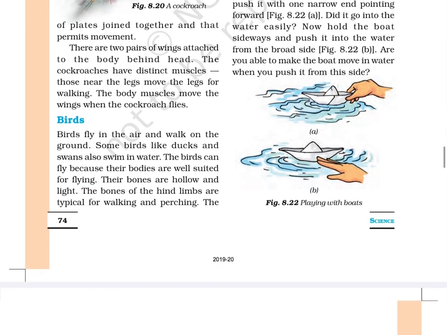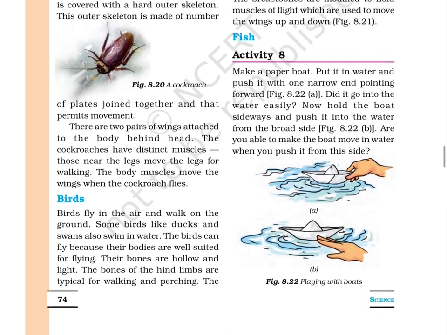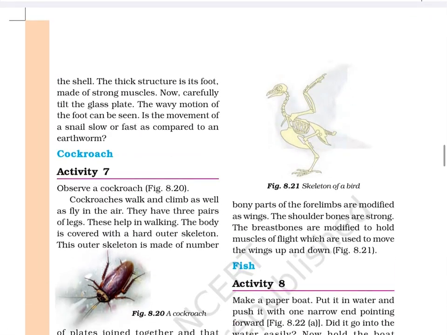Birds. Birds fly in the air and walk on the ground. Some birds like ducks and swans also swim in water. The birds can fly because their bodies are well suited for flying. Their bones are hollow and light. The bones of the hind limbs are typical for walking and perching. The body parts of the forelimbs are modified as wings.